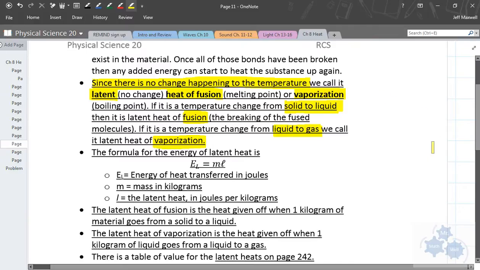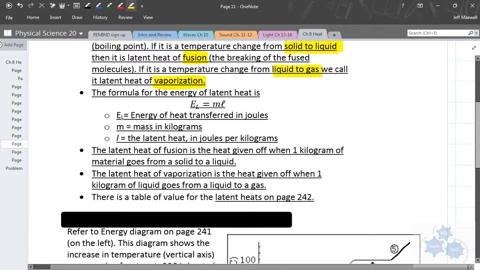The formula for calculating the energy associated with a phase change, so how much energy is required to change phase, is a little formula right here. The energy, and they say L because it's sort of like latent heat energy, is equal to m, which is the mass of the substance, times L, which is a new constant that we're going to learn, and that's, of course, these latent heat constants. So latent heat of fusion or latent heat of vaporization.